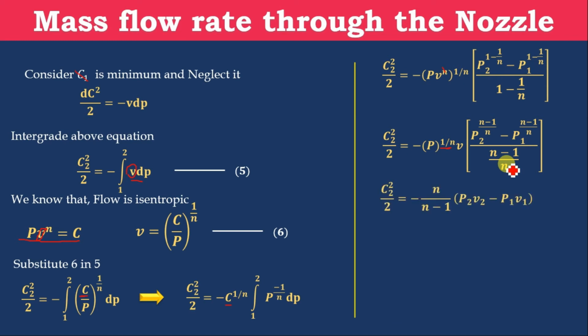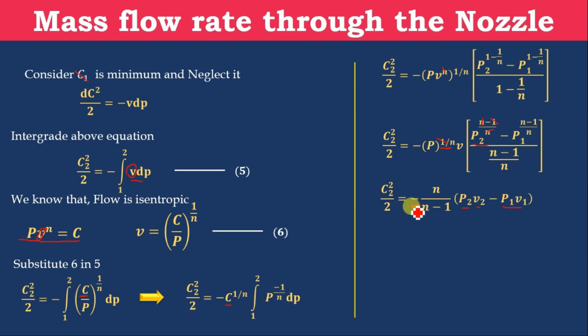Now this equation can be written as C2 squared divided by 2 is equal to, take this one here, minus n divided by n minus 1. This is constant, right? We can take P2 V2 or P1 V1, whatever we want. Here I have P2, so I am taking P2 V2. Here I have 1 by n minus 1 divided by n, plus 1 minus 1 will get cancelled, n will get cancelled. We will be having only P2 and V2. Similarly, take P1 V1, multiply this term, you will be getting P1 V1.